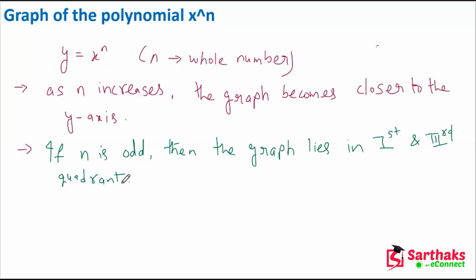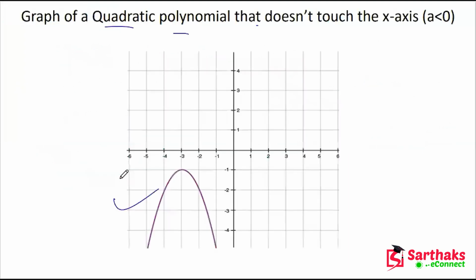Okay, so I hope you know what a quadrant is. The quadrants are like this. This is our first quadrant, this is our second quadrant, this is our third quadrant, and this is our fourth quadrant. Here in the first quadrant, the x-axis is positive and the y-axis is also positive, so the coordinates are positive, positive.